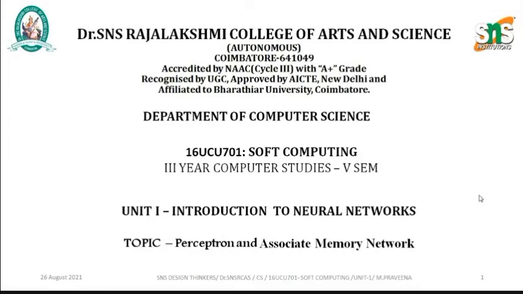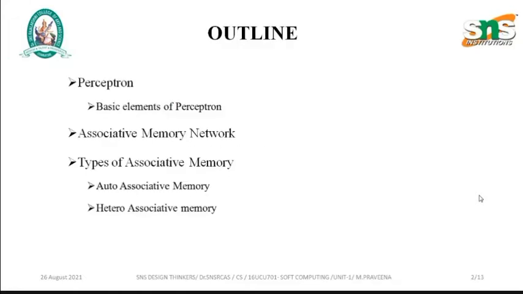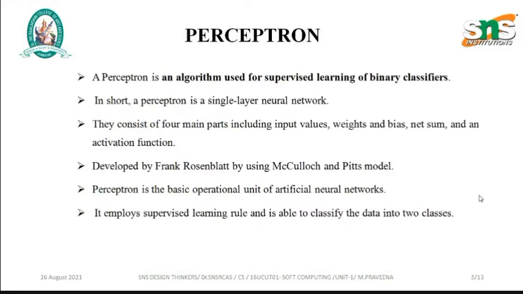In today's class, we are going to see about perceptron and what the basic elements of perceptron are. Next one is associative memory and its types. It consists of two different types: auto-associative memory and hetero-associative memory. So first, let's see what is perceptron.